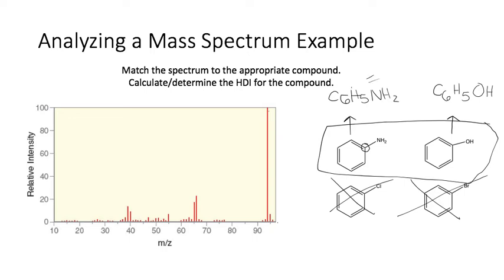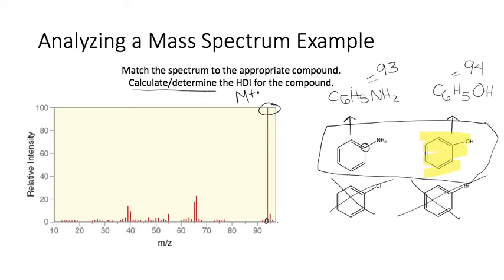So if I calculate the molecular mass of each one of these, this one comes out to 93, which reflects that odd, and then this one comes out to 94. Now if I go down here, my 94 is the most abundant peak, and then I barely have a signal at 93. So I would say that this best matches this compound here. Because I have a much stronger signal, I would say that this is my benzene substituted with the OH.